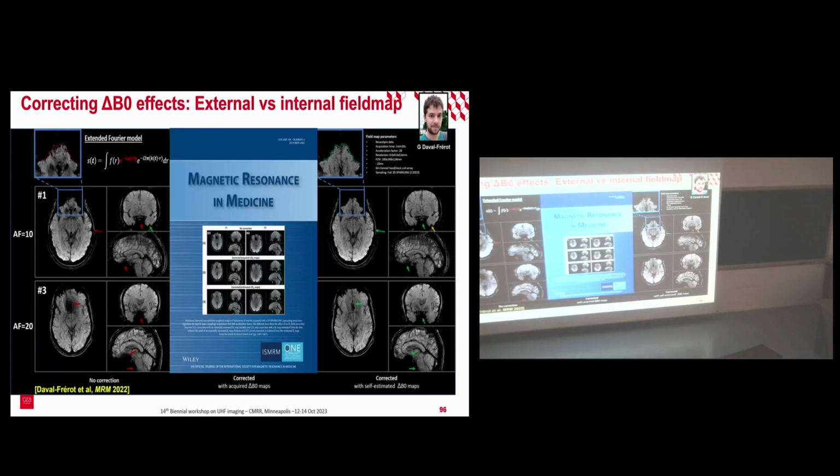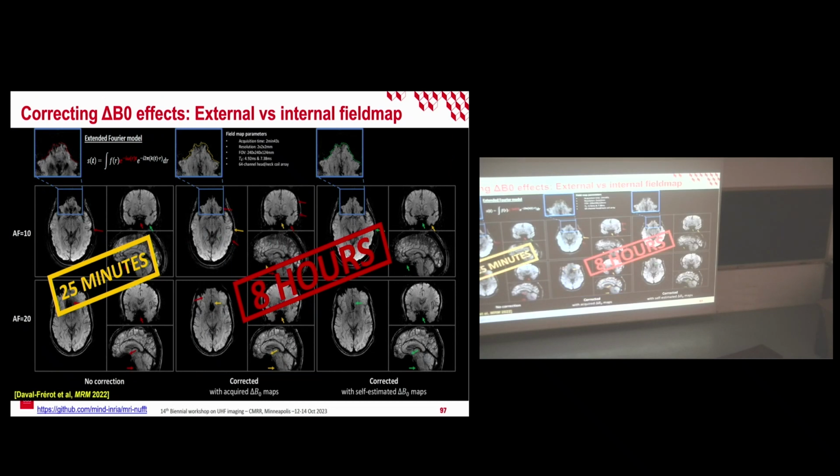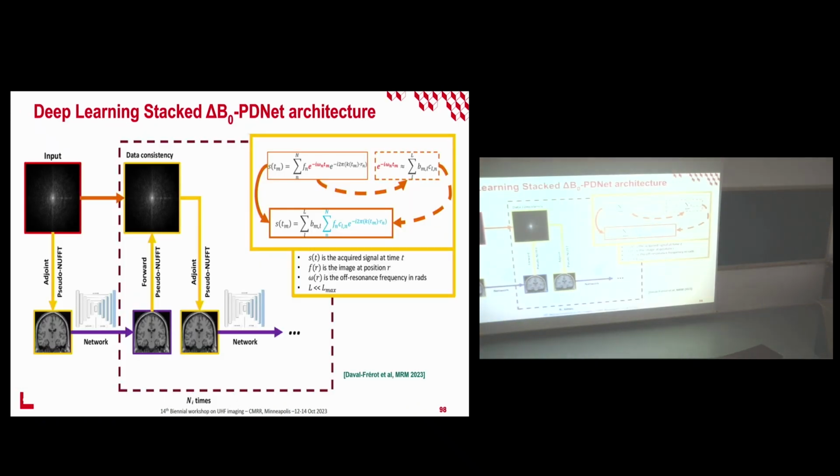Yes, this is nice, and we got the cover page of the issue of MRM, but anyway, it's 8 hours of computation. So here is another illustration of why all this compressed sensing in a very high dimensional setting is not compatible with the clinical routine. So what did we do to solve this issue? We picked up the previous non-Cartesian PDNet implementations, but we transformed the data consistency, originally based only on a Fourier model, with this extended model that I presented before. And of course, if I just replace the model, because of this complexity, I won't gain anything.